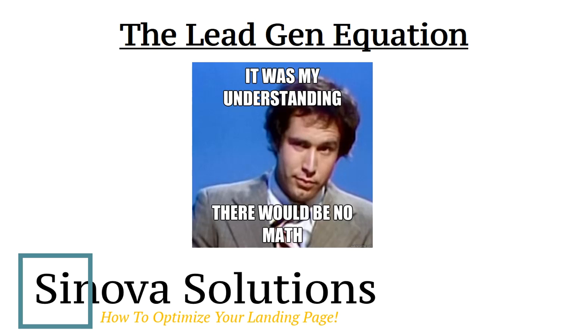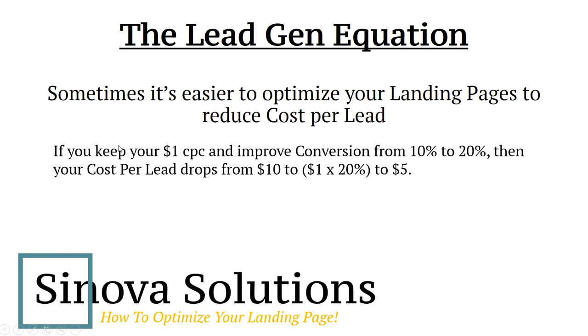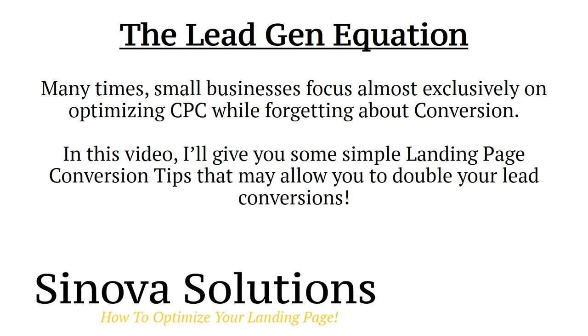Now, I know what you're thinking. I didn't think there was going to be a lot of math in this video, but bear with me. It's going to be simple, and we're going to come to a good point, and this is going to help you out. Sometimes it's really easier to optimize your landing pages to reduce your cost per lead. So let's say you keep your $1 cost per click, but you improve your conversion by doing some of the simple tips that I'm going to talk about later. If you improve your conversion from 1 out of 10 to 1 out of 5 people, 20%, then your cost per lead is going to significantly drop from $10 to only $5.